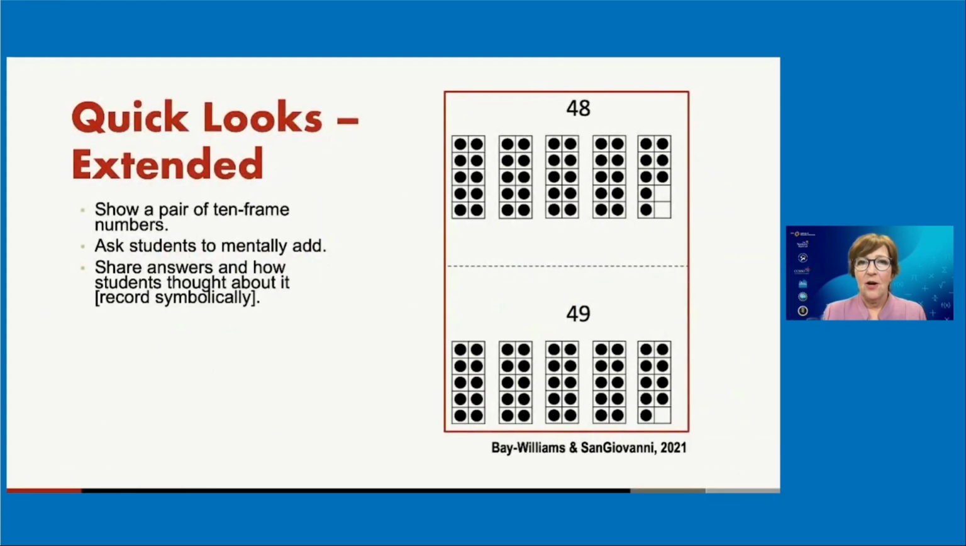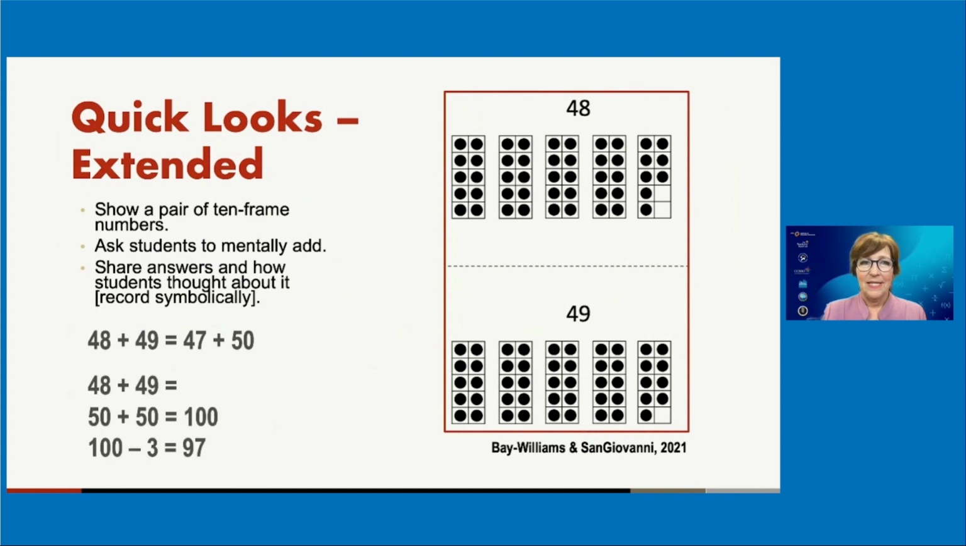So let's just see how, if we grow 8 plus 9 to something like 48 plus 49, and we again use this idea of quick looks, it would look like this. You show 2 numbers with their 10 frames and ask students to mentally add, share answers, and how students thought about it. So one student might raise, you give some think time, of course, and partner time. And then a student might share that they moved 1 dot over in their mind. So they thought about it as 47 plus 50, the making 10 strategy.